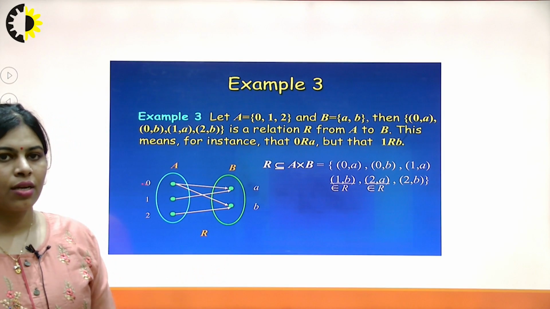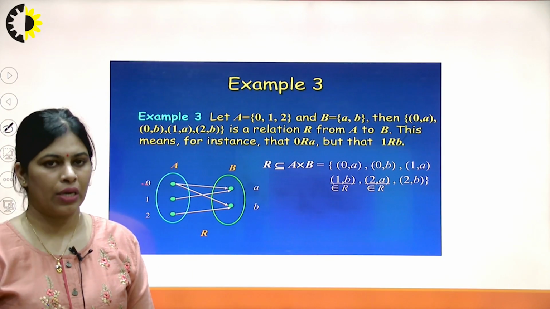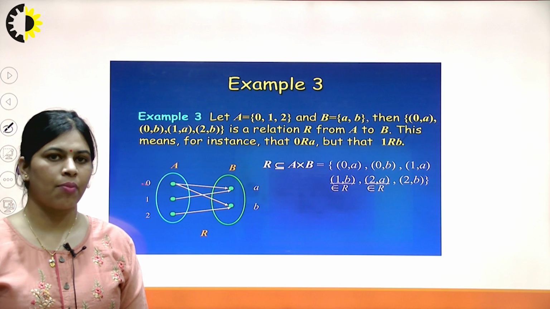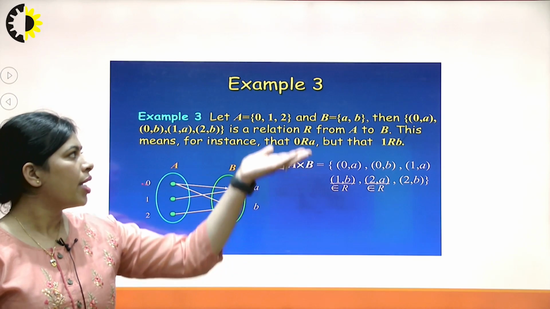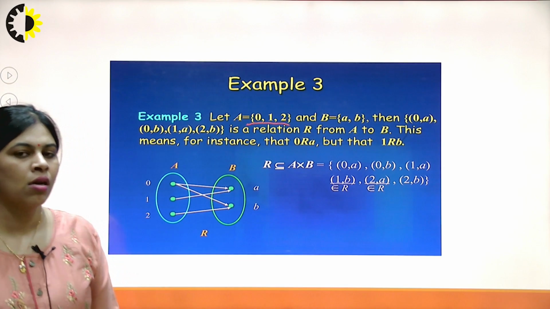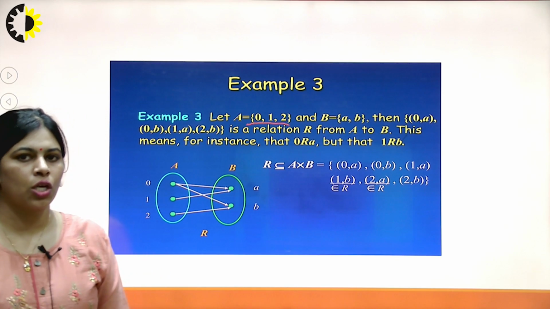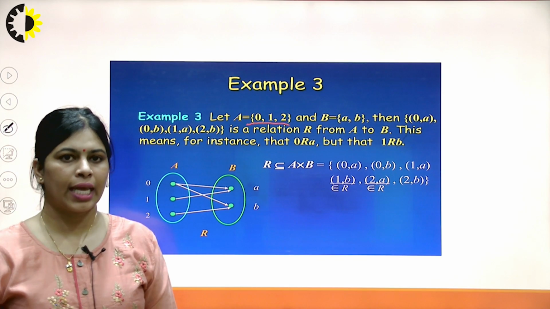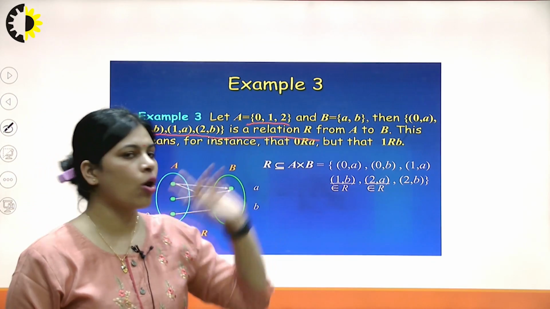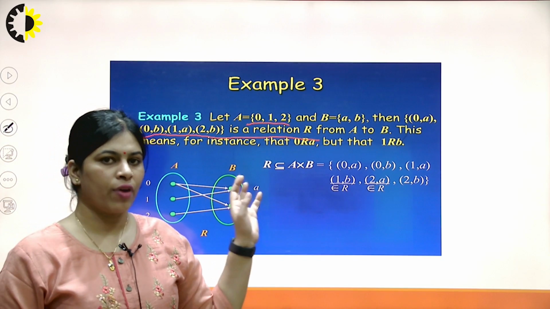Here we have taken an example 3. There are so many examples for representing a relation so that you may understand properly. Let A be a set with the values 0, 1, 2 and B a set which has the elements a, b. Then (0, a), (0, b), (1, a) and (2, b) is a relation. This is a given relation R from A to B, we are not forming it.